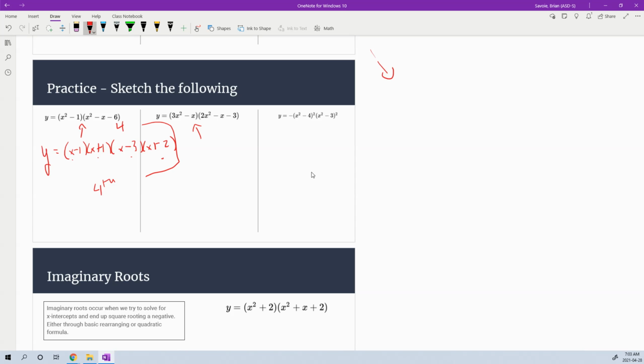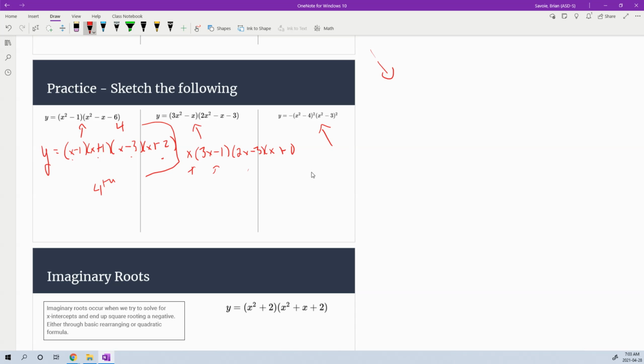This is the same vibe here. I would factor out an x and I would get 3x minus 1. And again, I'd factor that and get 2x. Geez Louise, don't mess this up, Savoy. 3 must go here and 1. And then I want a negative 3 there and a positive 1. And again, I can see all my x-intercepts now.